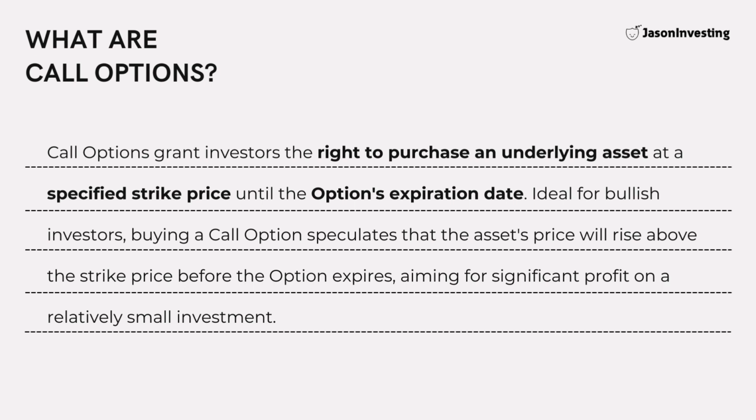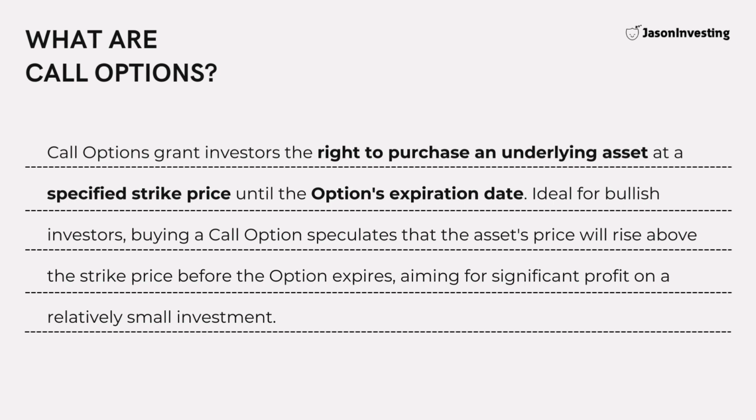So a long call is ideal for bullish investors buying a call option to speculate that the asset price will rise above the strike price before the option expires, aiming for a significant profit on a relatively small investment. This part about relatively small investment means that you pay a relatively small amount of premium and you're able to potentially make a significant profit if the market actually went up a lot.